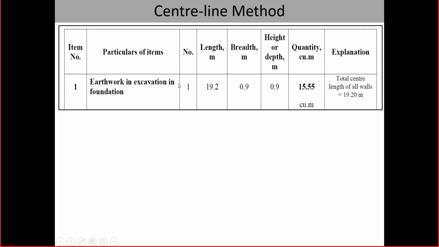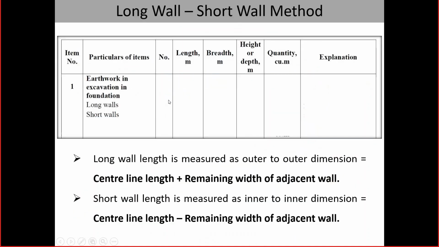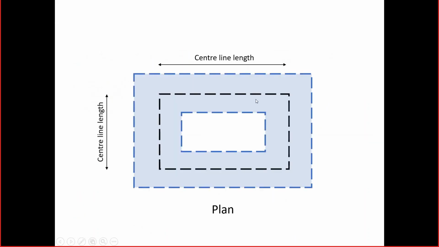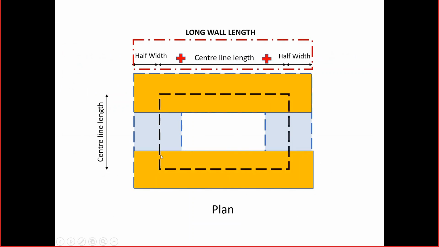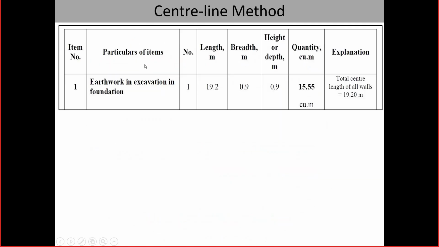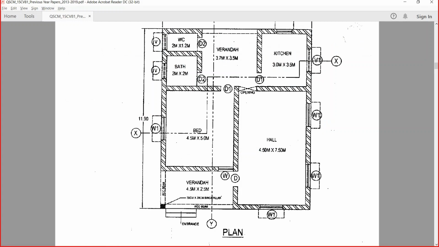As I've told you in the previous case, let me go back here. We have indicated two numbers here because there were two walls, 1 and 2, two long walls. That is why I have indicated two numbers. Whereas in the center line method, we are not going to consider that as two numbers because, as I told you, this whole length, let's say this is 3.5 meter and this length is 7.5 meter and this width is 4.5 and this width is 5 meter and so on, right?